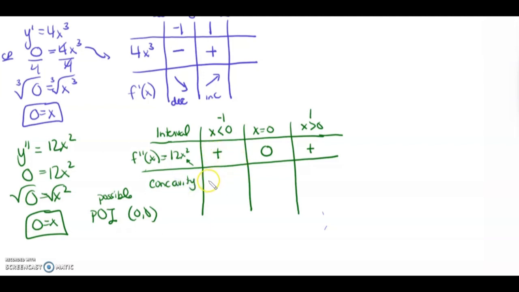Okay, if it's positive, we're concave up, which means it's going to look like this. Okay, I'm going to skip that one. Positive again, we have concave up, which means it's going to look like this. Okay, so here's the thing. For concavity, for 0, we actually don't know what's going on until we assess what's going on the left and the right. So on the left, it's positive. On the right, it's positive. Therefore, this is not a point of inflection.